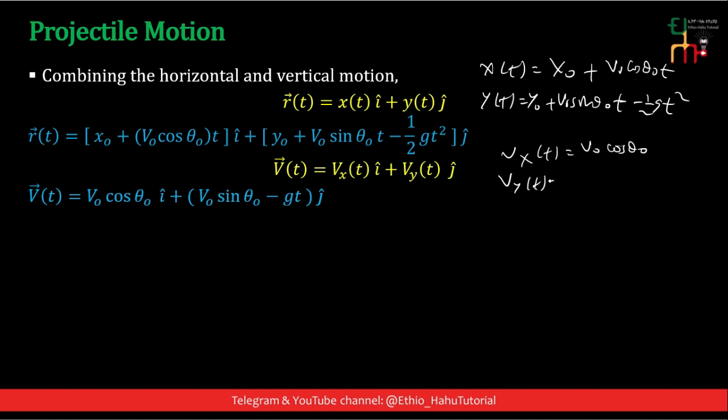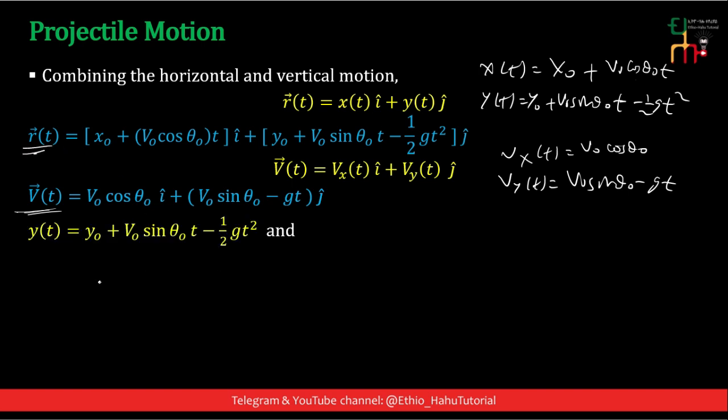Vy at any instant of time is equal to v naught sin theta naught minus gt. Let's substitute for vx and vy. Vx is v naught cos theta naught in the i, plus vy, which is v naught sin theta naught minus gt, in the j. This is the instantaneous velocity of the projectile motion, and this is the displacement of the projectile at any instant of time.